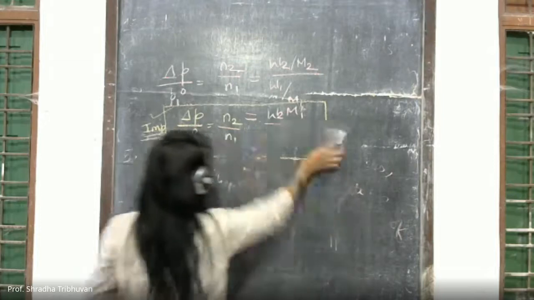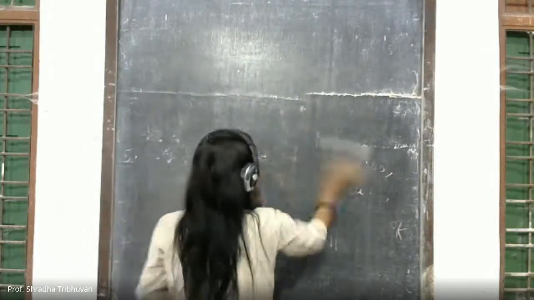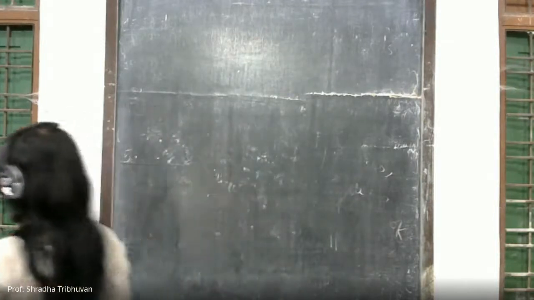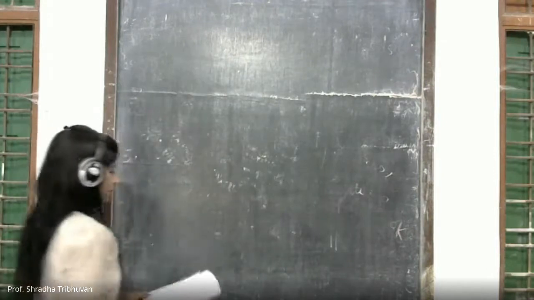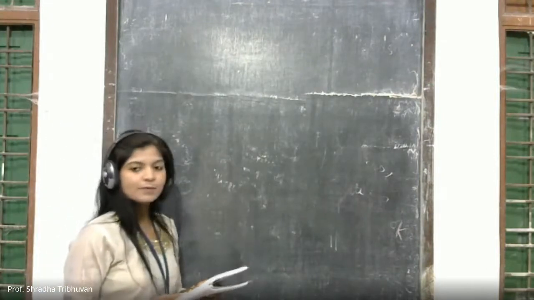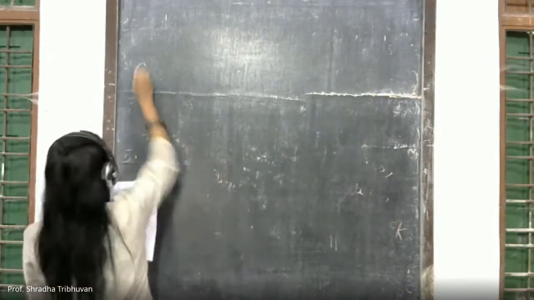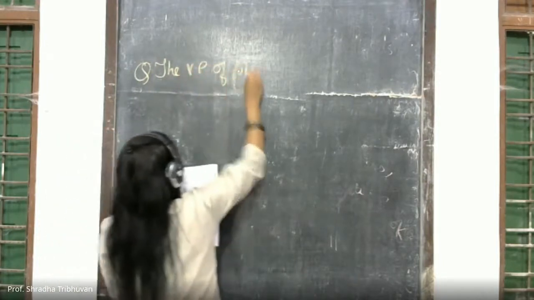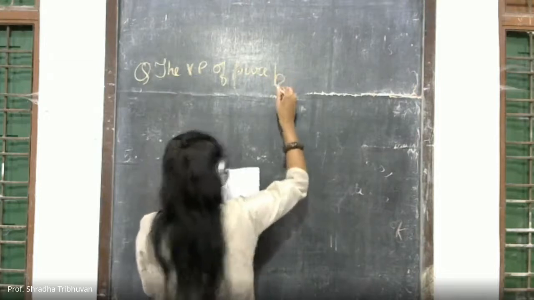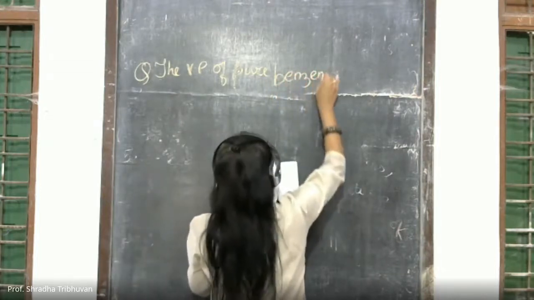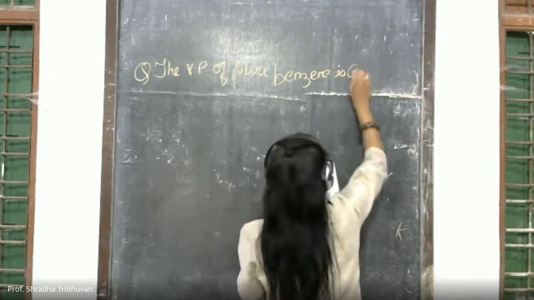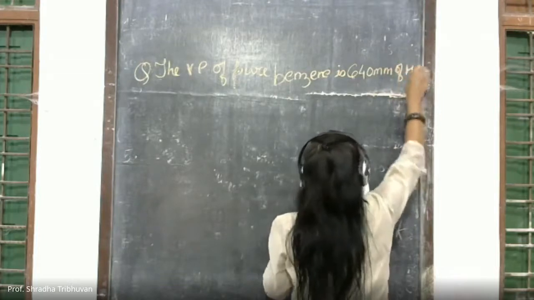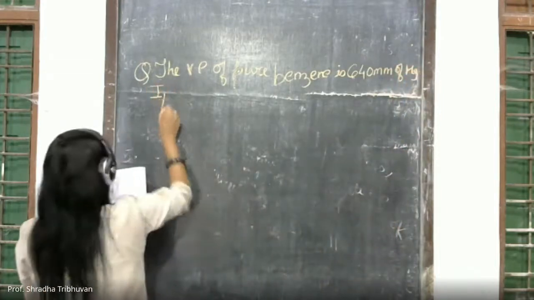Now next we'll take one problem. Just write down the problem. I'll write on the board for you. The problem is: the vapor pressure of pure benzene is given as 640 mmHg.